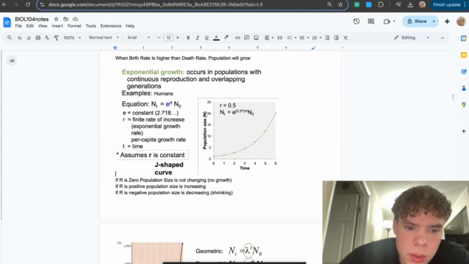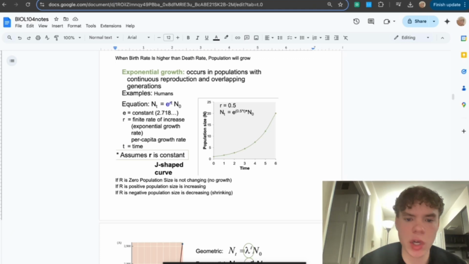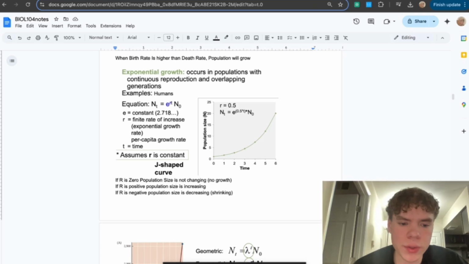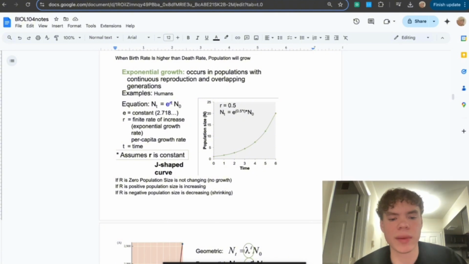So if we have our growth, our R is our growth rate. If our growth rate is 0.5, that means that the population growth rate is increasing. If R is negative, then that means that more people are dying than are being born. So that would be a negative R. Positive R means that there are more births than deaths. And an R of 0 means that it's just constant.